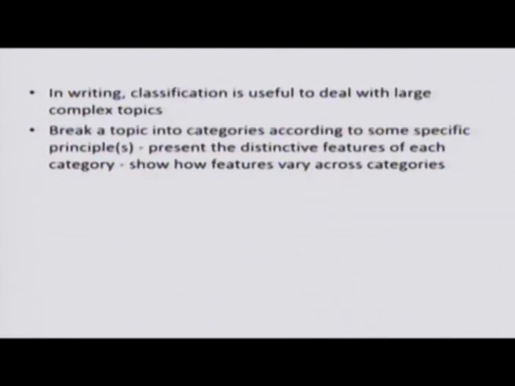So, in writing, classification is useful to deal with large and complex topics. So, you can break a topic into categories according to some specific principles, and then you present the distinctive features of each category and show how these features vary across categories. So, each category needs to have its own distinctive features, that is very important, and these features should help us distinguish among different categories.